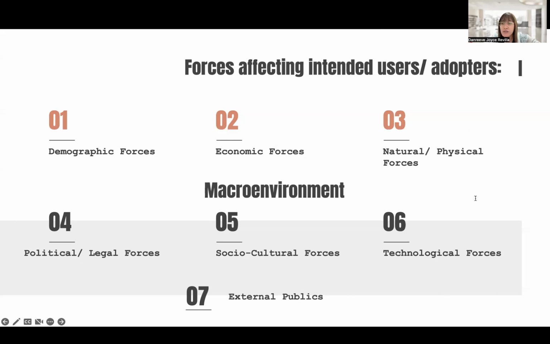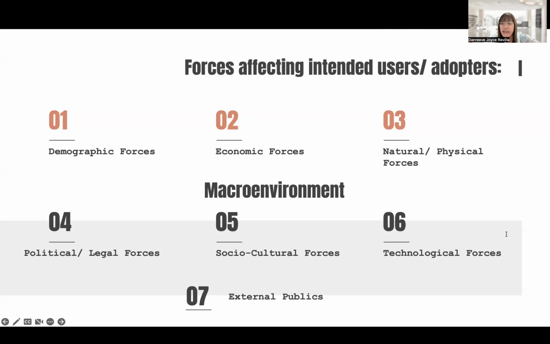Next is natural or physical forces. These are forces of nature or climatic condition, daily temperature, level of stress and pollution, availability of local resources. For example, water supply, famine, drought, housing, and transportation facilities. Political or legal forces include laws, legal processes, judicial procedures, as well as social pressure, public interest, and cost-oriented groups with campaign objective. Next is social cultural forces.